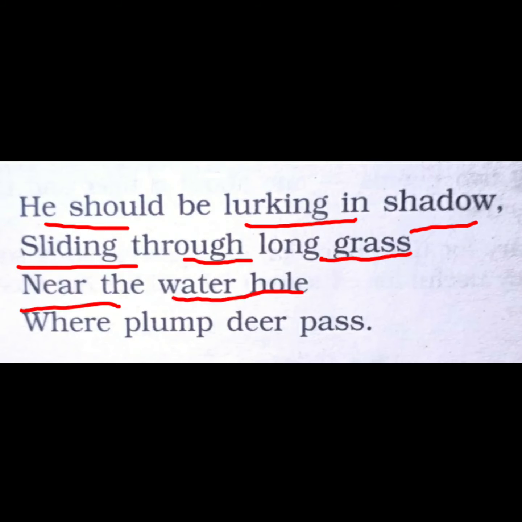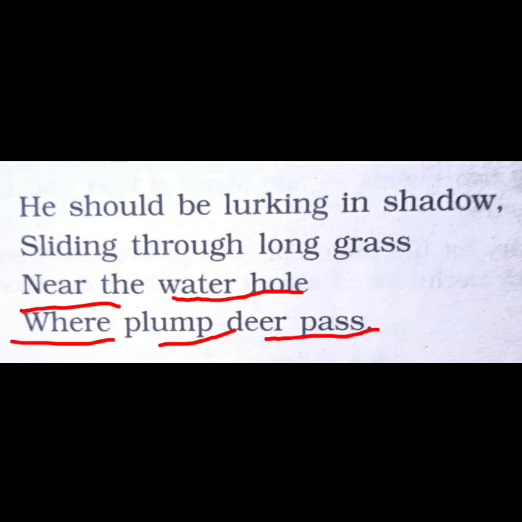In the second stanza you can see: he should be lurking in shadow, sliding through long grass near the water hole where plump deer pass. In this stanza, the poet talks about the tiger in its natural surroundings. Lurking means hiding.